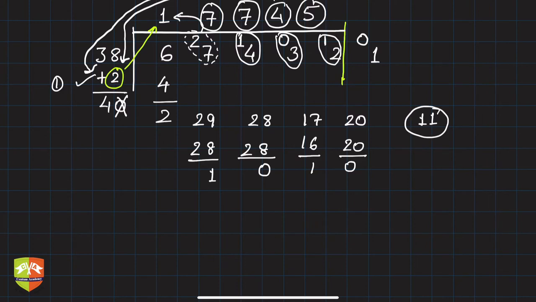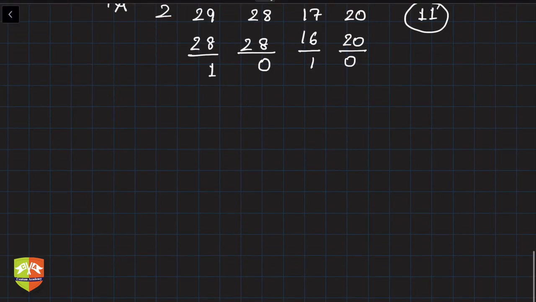Okay, so what do we get? We get the quotient as, what is the quotient here? 17745.